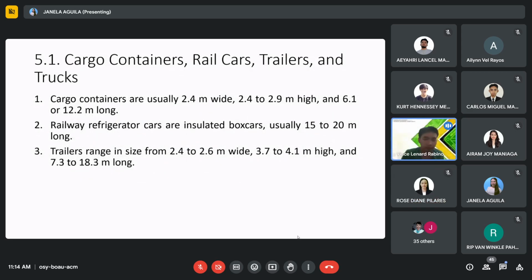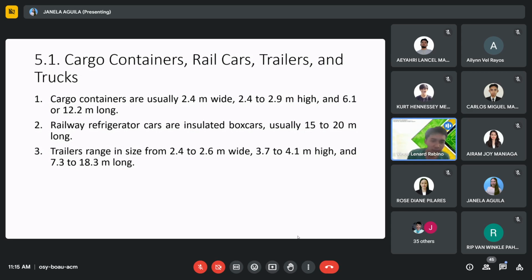So now here are the various types of refrigerated transport na ginagamit sa pag-transport ng commodities na nagre-require ng temperature control. So dito po sa una po ay yung cargo containers. Ito po yung mga standardized units na ginagamit sa intermodal transportation na nag-ensure ng compatibility across the different modes like yung mga ships, trucks, tsaka trains. Itong mga cargo containers po ay typically 2.4 meters wide na may height na ranging from 2.4 to 2.9 meters. And may length po na pwede po siyang 6.1 meters or 12.2 meters long.